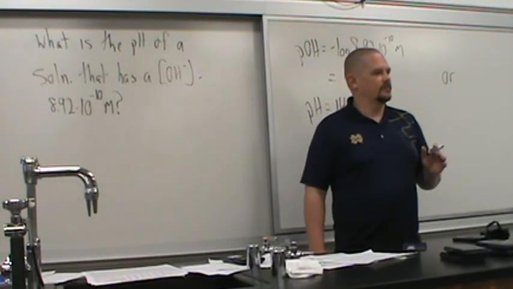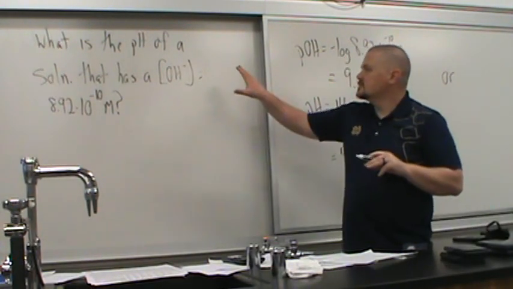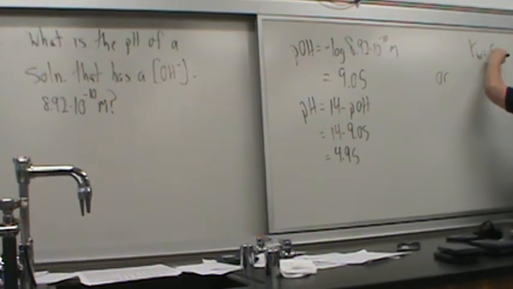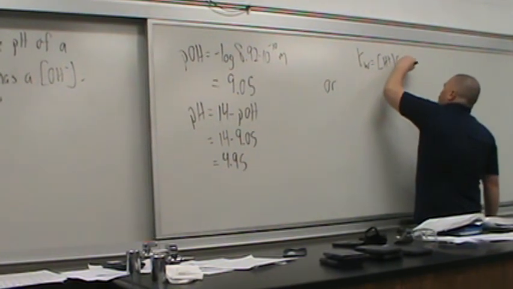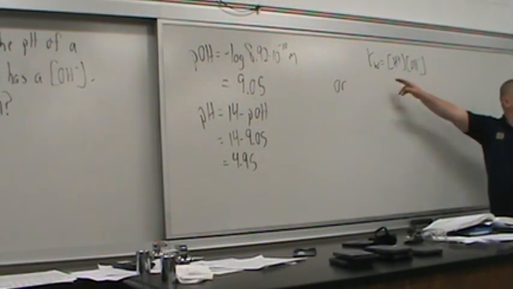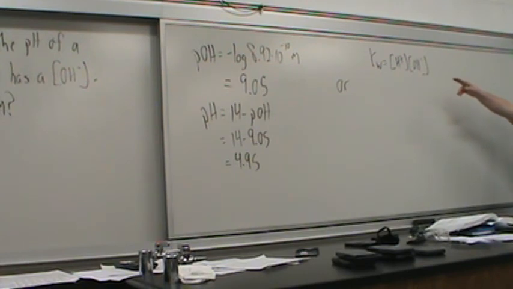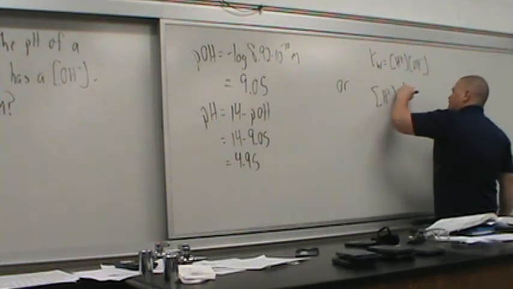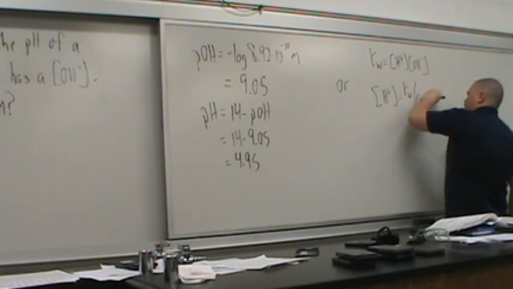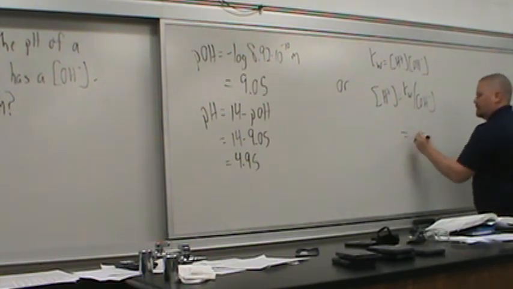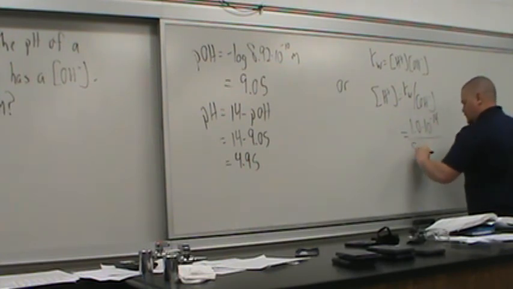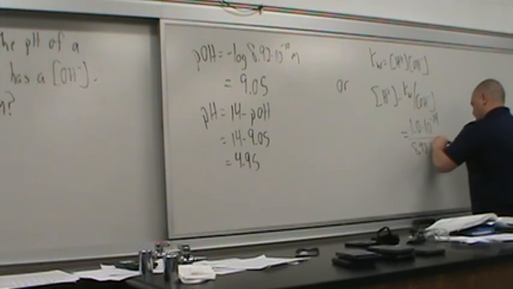Or another route that we can do with this. Since we are given the hydroxide concentration, and the constant KW is equal to the hydrogen ion concentration times hydroxide concentration, we can find our hydrogen ion concentration by taking the KW divided by hydroxide. Okay, so KW, 1 times 10 to the negative 14th over 8.92 times 10 to the negative 10th molar.